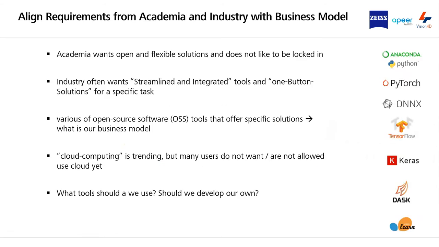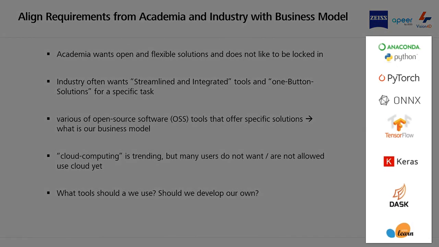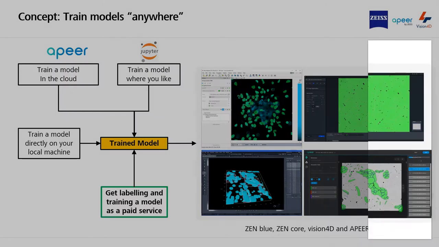Other challenges in a company are: academia wants open and flexible solutions and does not like to be locked in. Industry often wants streamlined and integrated tools and one-button solutions for a specific task. Various open source software tools already exist, so what is the actual business model for us? Cloud computing is trending, but many users do not want and/or are not allowed to use cloud computing yet. What tools and libraries should be used then? Should we develop our own stuff? You can check the icons on the right-hand side to see what our current choices are.